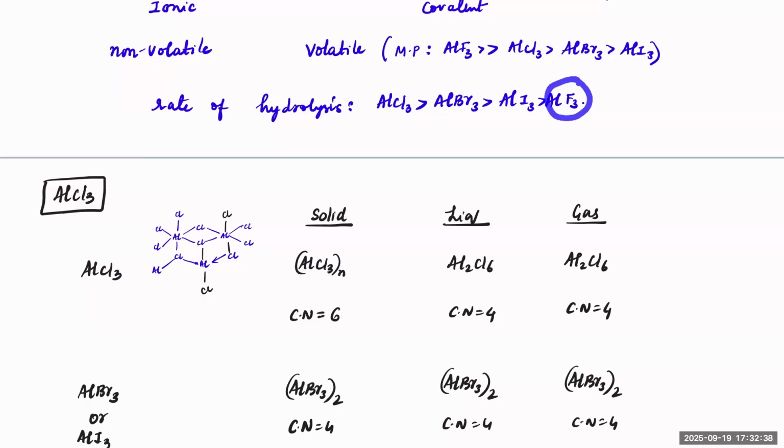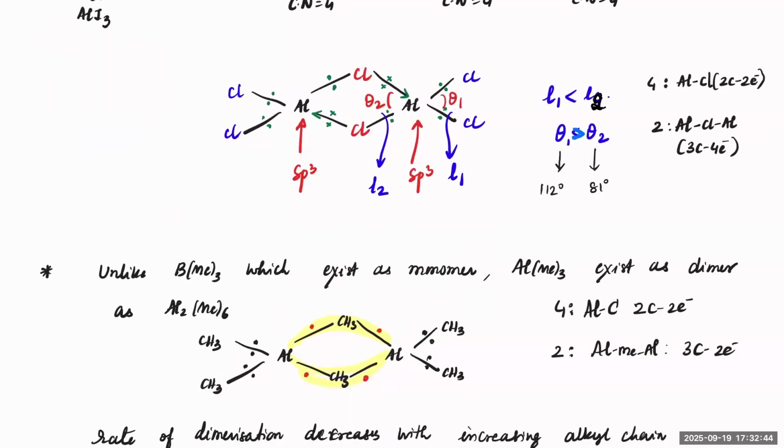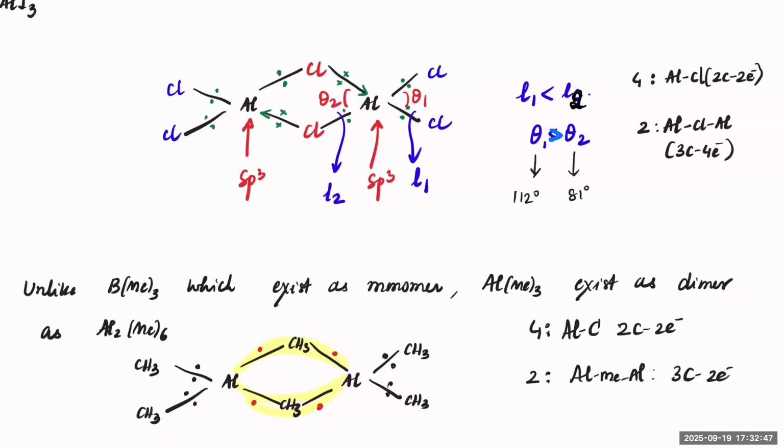Now notice, last thing, AlCl3, how does the structure look? AlCl3 also forms a dimer, wherein you will have four chlorides with two center, two electron bonds, and two chlorides between the two aluminiums. So that makes it a three centered, four electron bond. Why four electrons, beta?